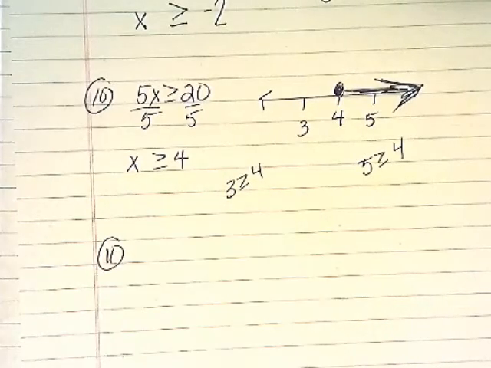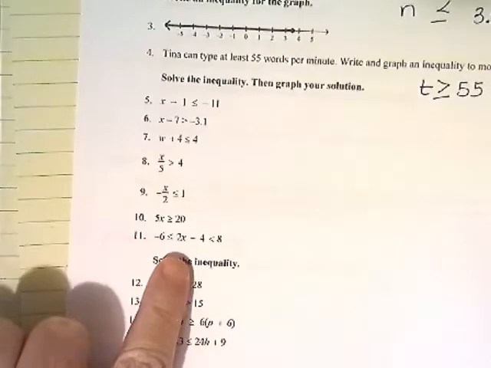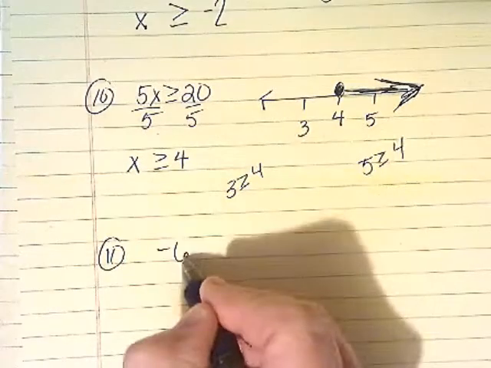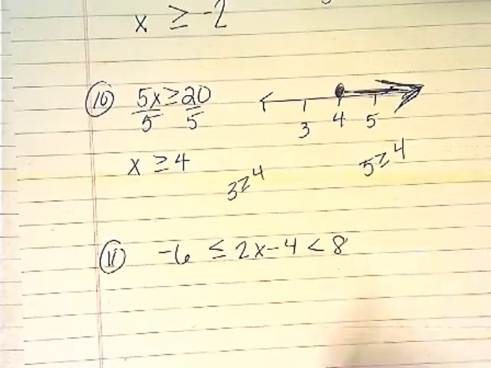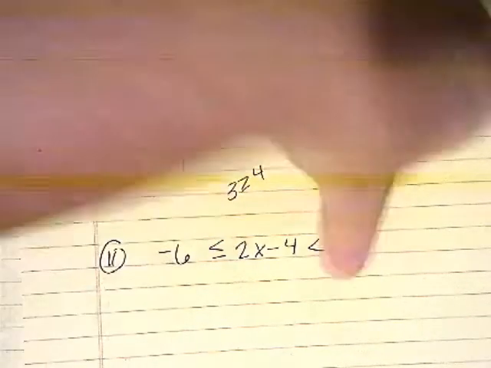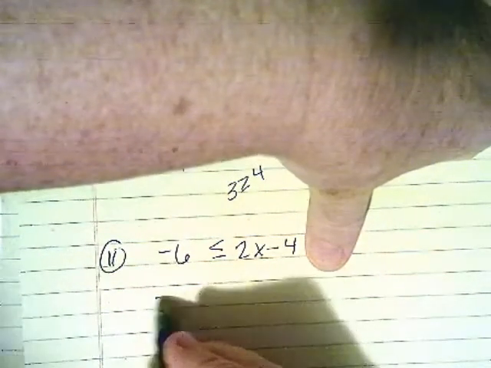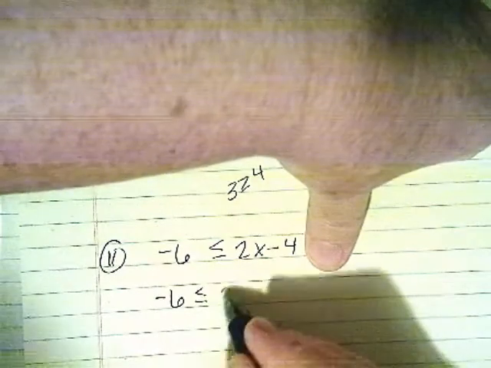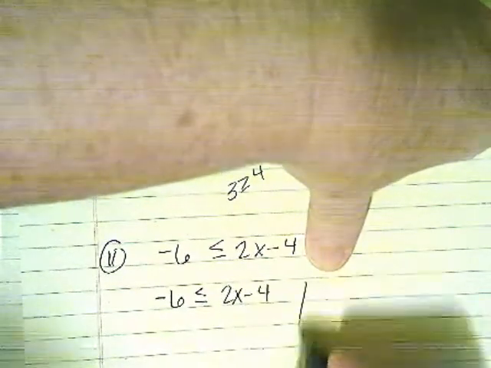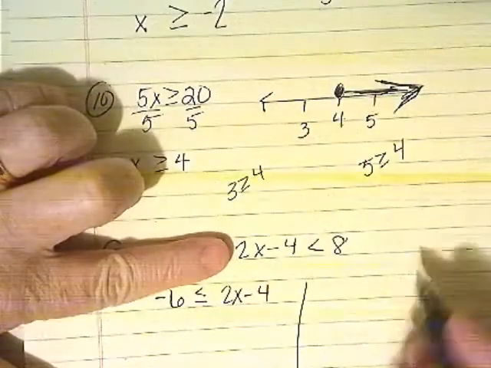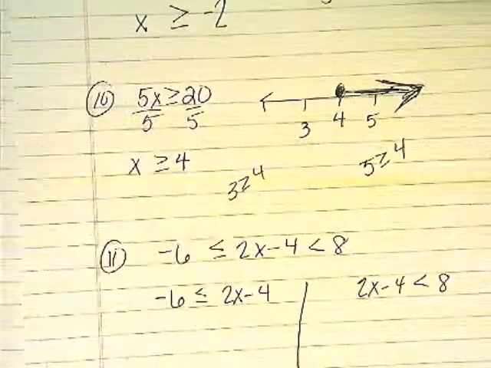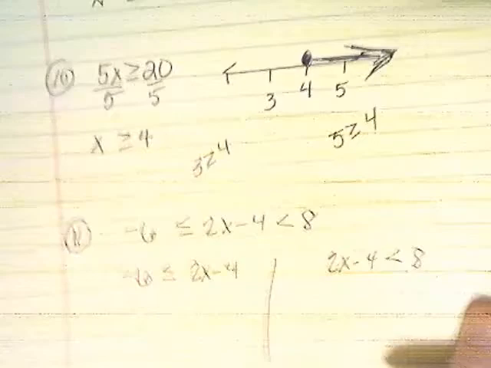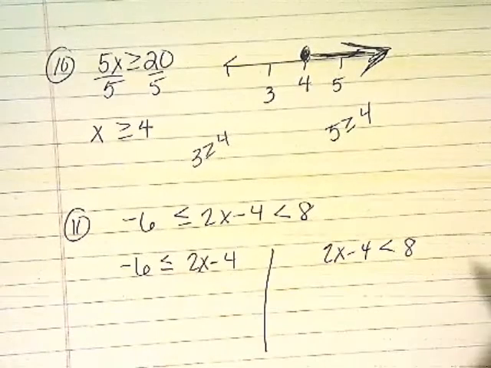11. 11 is a compound inequality. It says negative 6 is less than or equal to 2x minus 4 is less than 8. You're going to work this one twice. You're going to cover that part up. You're going to have negative 6 is less than or equal to 2x minus 4. Then you're going to cover this part up, and you're going to have 2x minus 4 is less than 8. Then you're going to need to solve each one of these independently.